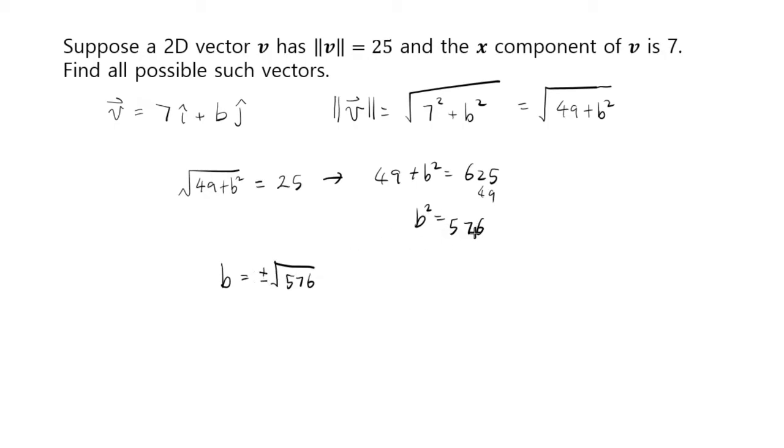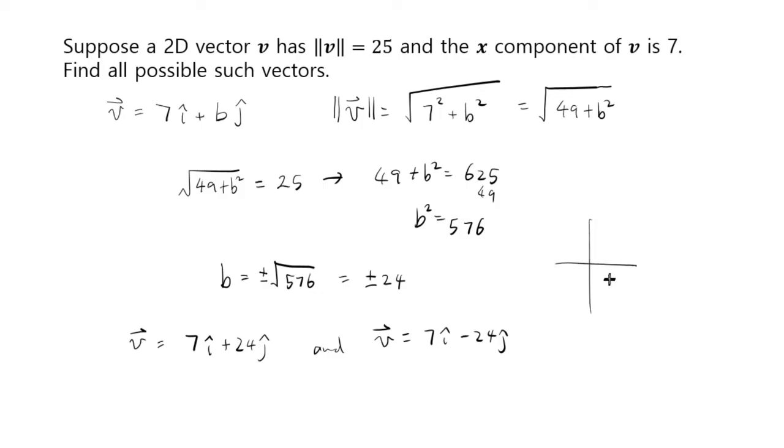See, whenever you solve an equation with b squared equal to something, you have to put plus or minus the square root, right? And if you use a calculator, you can see that this will be 24. And therefore, the two vectors are 7i plus 24j, and the other vector that will satisfy this condition, which is 7i minus 24j.